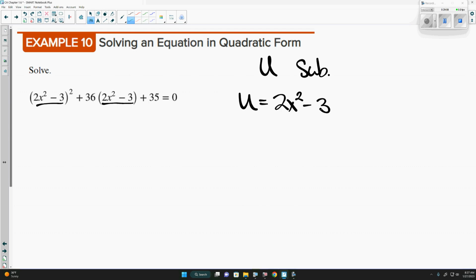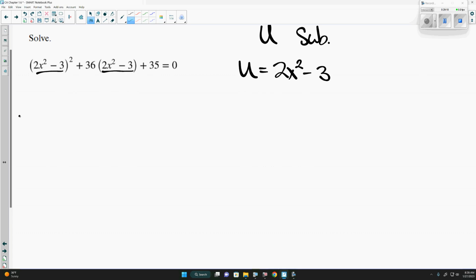So for us, anywhere 2x squared minus 3 shows up in the equation, we're now going to replace it with U. So here, 2x squared minus 3 squared, this is now U squared. Plus 36 times, well, the 2x squared minus 3 is now U, plus 35 is equal to 0. So we've taken it from something that looks very not pretty to something that actually looks nice, or at least nicer.